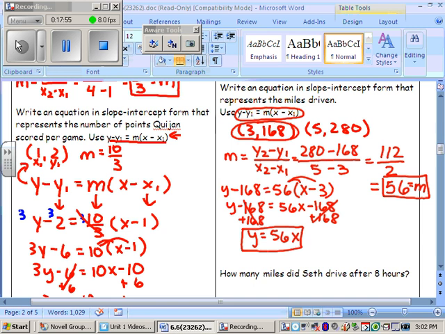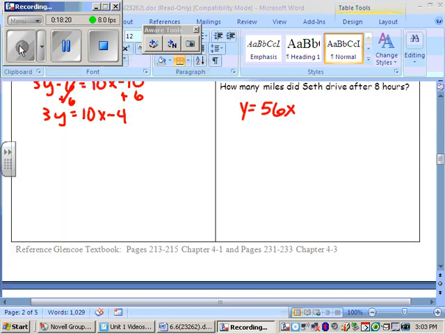So what does that mean? Well, that equation tells us, remember, y is the total. So in this case, it would be the total miles. So it would be the total miles that Seth drives when he's at 56 times the number of hours. So that would be the miles per hour. That would be his average speed, the 56. So let's go ahead and use that equation to answer.